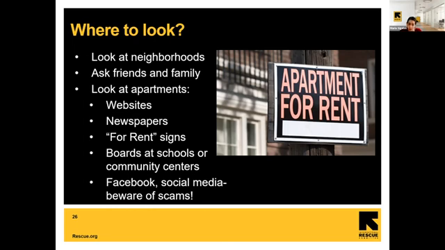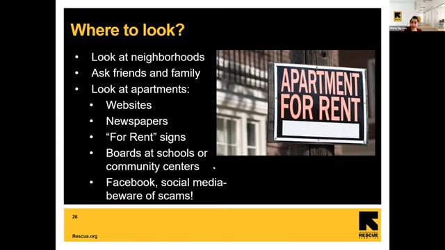You can look online. There's a lot of different apartment search websites. There's postings in newspapers. You can look around for rent signs. Another good place is looking at schools and community centers. Sometimes they have posting boards with available places to rent. And then there are some other resources, there's social media and Facebook, but you're going to want to be careful with these because there's a lot of fake posts.